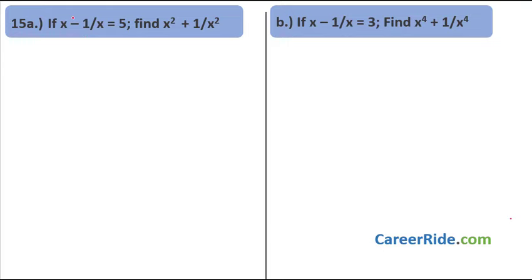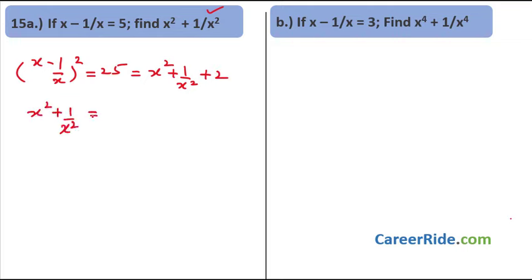Okay, so in this question, if x minus 1 upon x is equal to 5, find the value of x square plus 1 upon x square. It is given to me that x minus 1 upon x is 5. I square both the sides, so it becomes this. This is equal to x square plus 1 upon x square plus 2, right? So x square plus 1 upon x square is nothing but 25 minus 2, that is equal to 23, and that is my answer to this question.